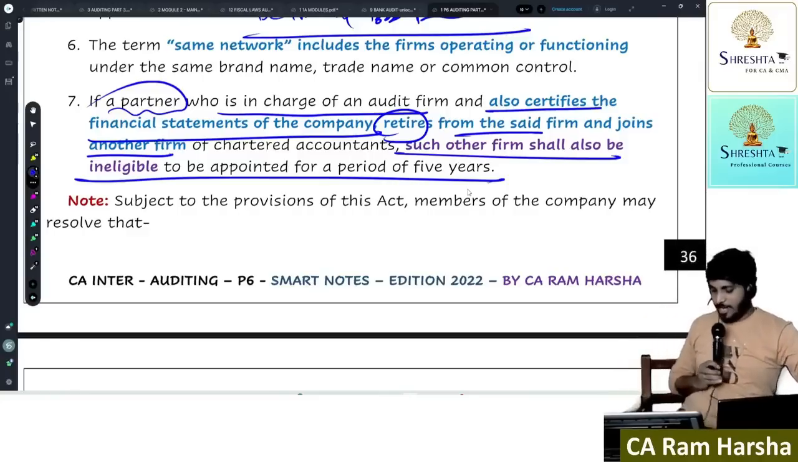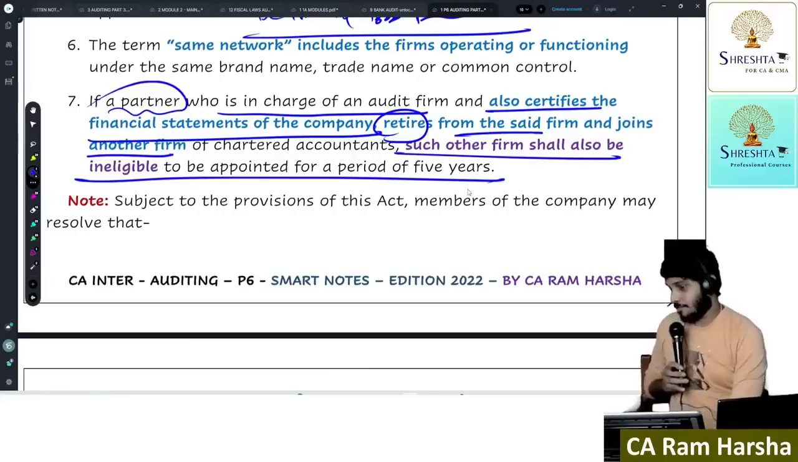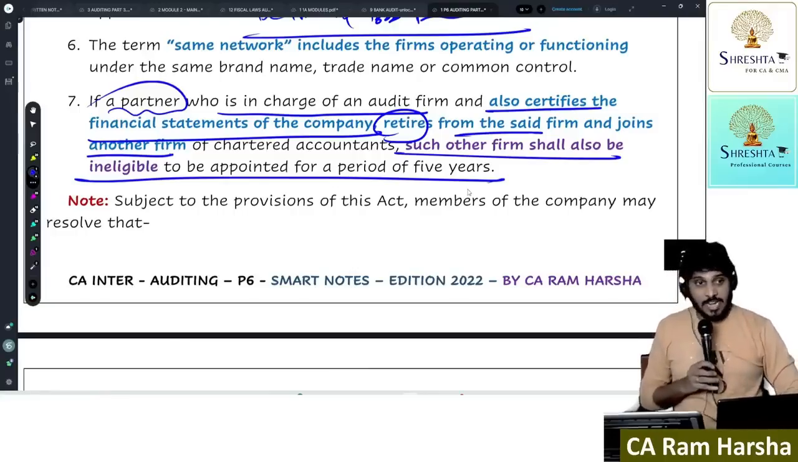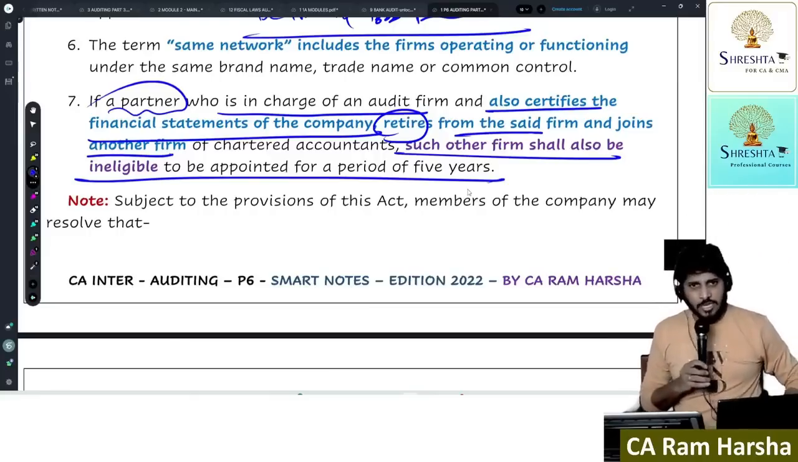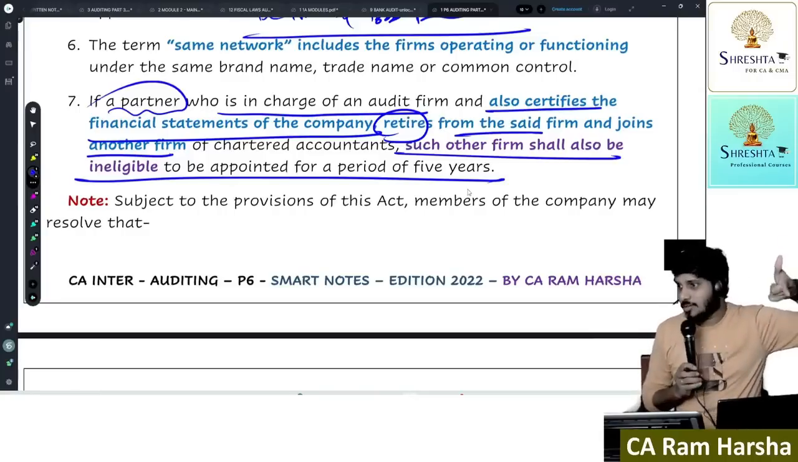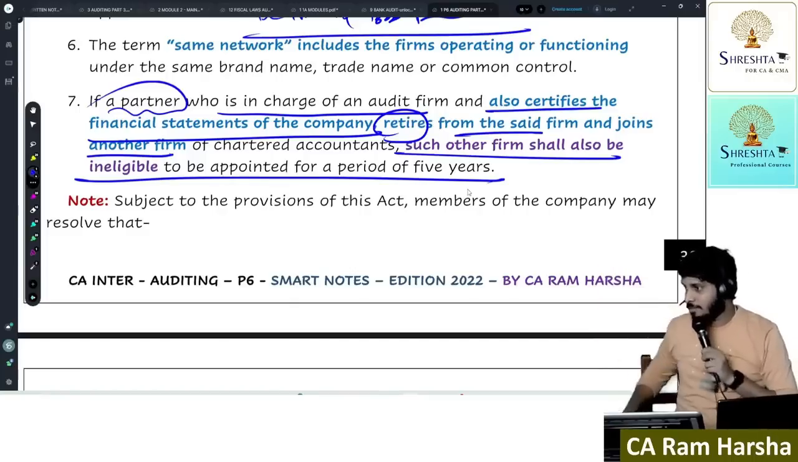Now here people are making all wrong interpretations. Sir, Mr. A signed the financials and he resigned, he went to another firm, then that firm is disqualified. Suppose ABC & Co did the audit for 10 years, and Mr. A is only signing our financials. But Mr. A did not come out. Mr. B came out and joined another firm. What about that?